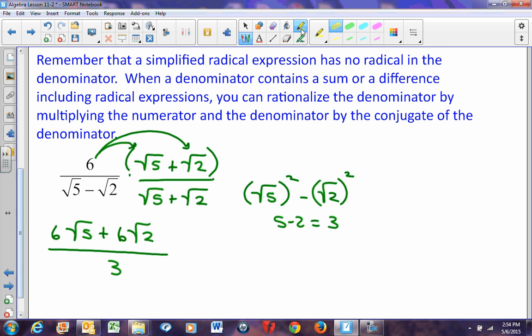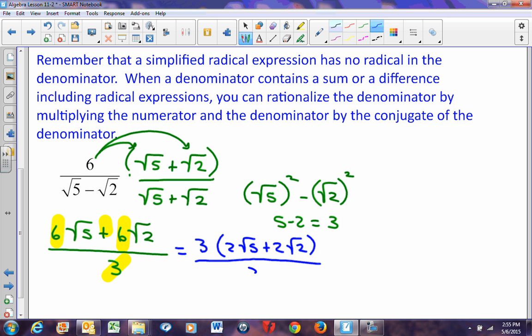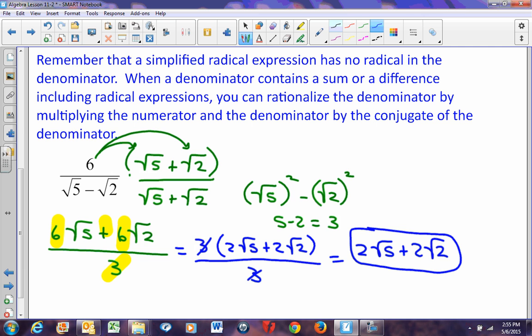Since all of the numbers on the outside of my radicals are all divisible by 3, and if I looked at 6 square roots of 5 plus 6 square roots of 2, I could factor a 3 out of that. This is the same thing as saying 3 parentheses 2 square roots of 5 plus 2 square roots of 2 all over 3. So this 3 will cancel with this 3, and I'm left with 2 square roots of 5 plus 2 square roots of 2. Simply done. All right, let's take a look at a couple more.